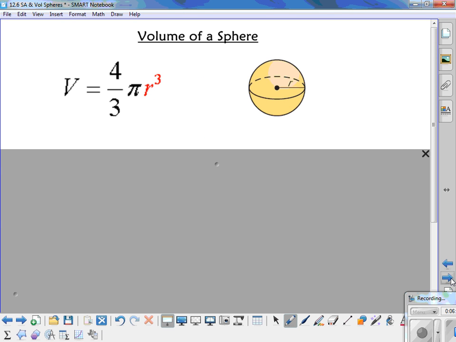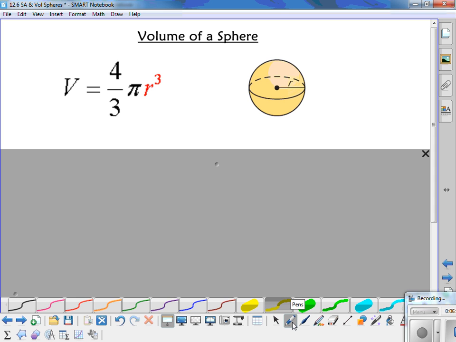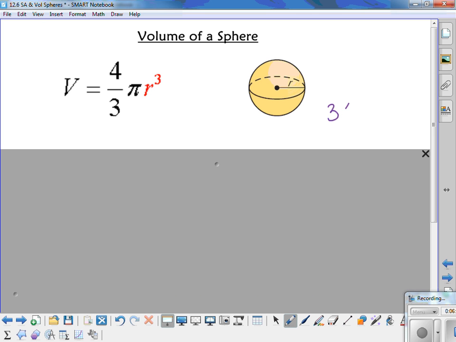If I want to find the volume of a sphere, it's 4/3 pi r cubed. Also, just so you know, on your calculators, say you want to raise a number to the third power, suppose I want to do 3 to the third power. It's going to be 3, and then you're going to hit the caret button, to the third power. That's going to give you 3 cubed on your calculator.